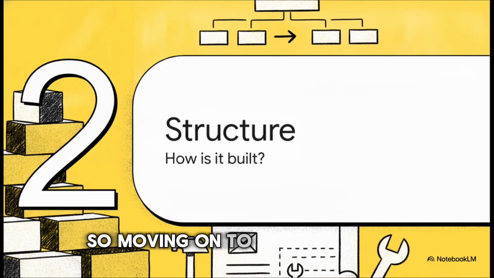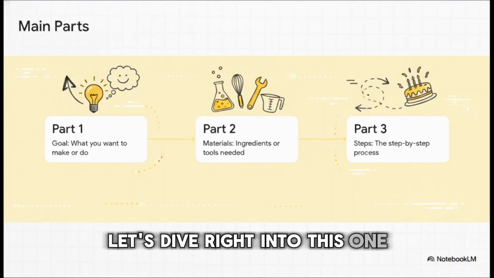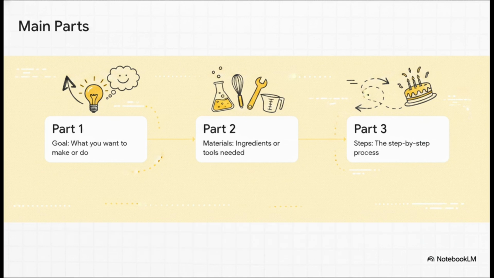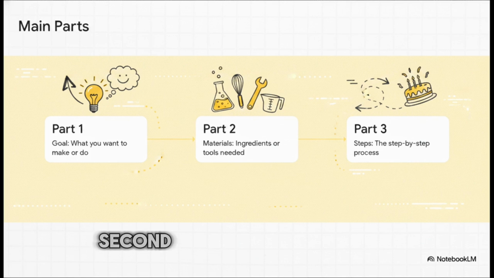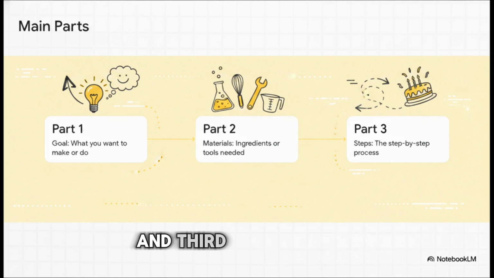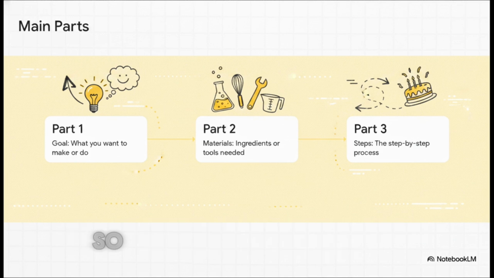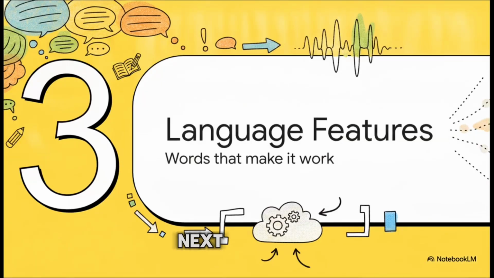Okay, so moving on to number 2, structure. Now that we know the why, let's break down the how. Okay, let's dive right into this one. A procedure text usually relies on this golden trio of parts. First up is the goal, which is what you actually want to make or do. Second, we have the materials, the ingredients or tools you're going to need. And third are the steps, which literally explain the process from start to finish. So that's goal, materials, steps. Easy to remember, right?